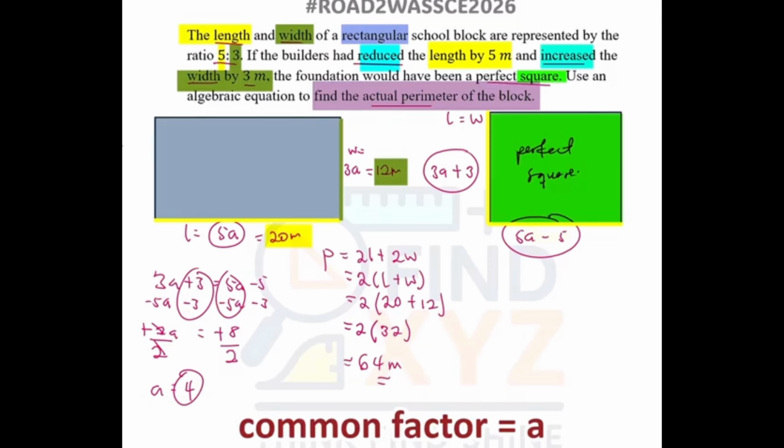Let's substitute the value of a to see whether this is indeed a perfect square. 3 times 4 will give us 12. 12 plus 3 will give us 15. Then we have 20. If we take away 5 from 20, we're going to get 15. So we have a 15 by 15, which is a perfect square.